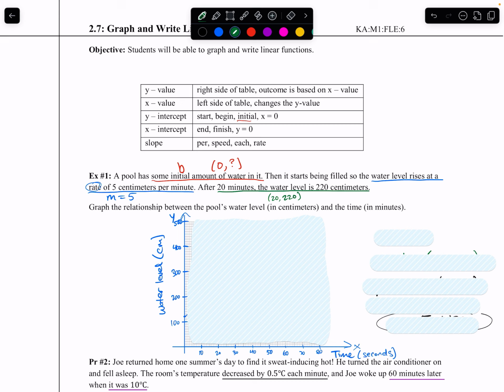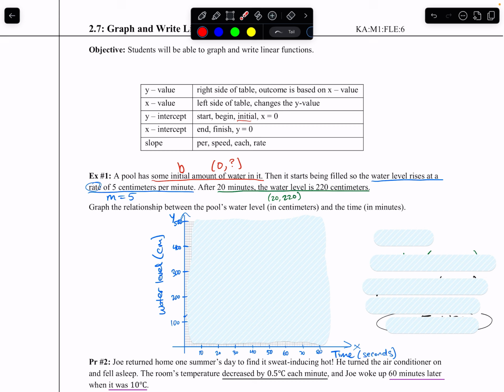And then we're asked to graph the relationship between the pool's water level in centimeters and the time in minutes. And I apologize in advance. I don't know why this grid was chosen to be printed in your textbook. So bear with me. Just do your best. It doesn't have to be exact. When you're in Khan Academy, the graphs will look much nicer.